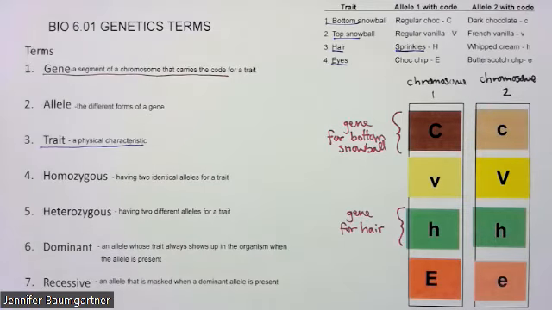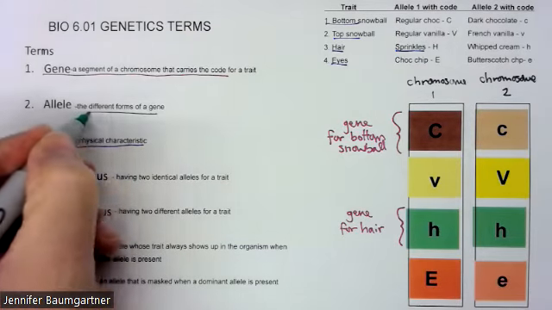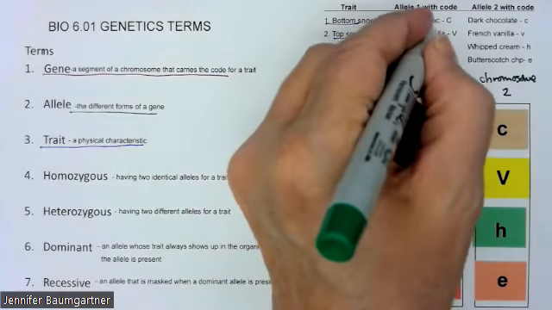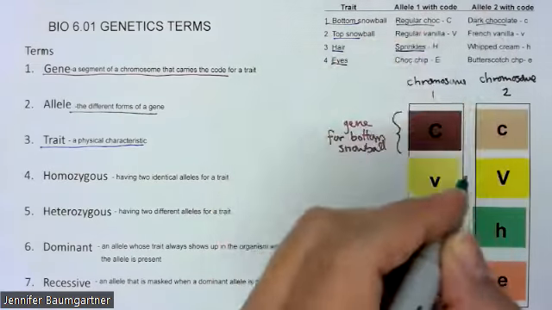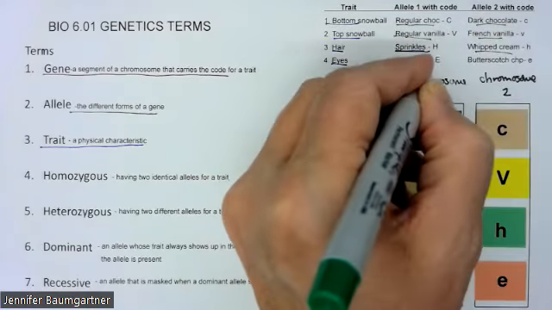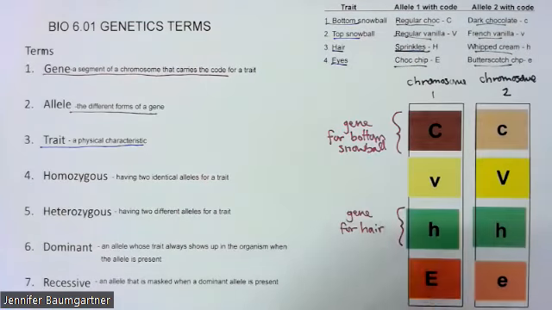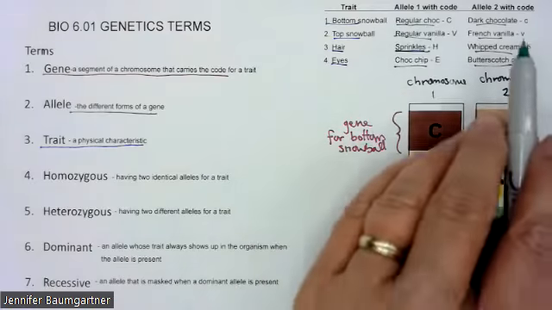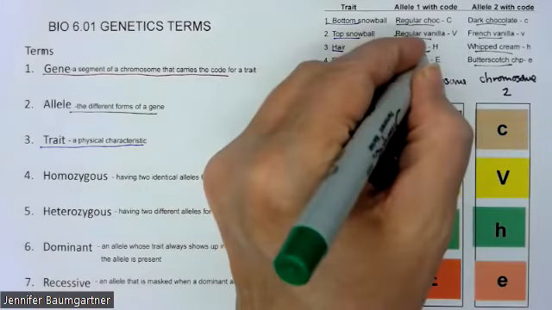Now, if you notice, we have different forms of a gene. An allele is the different forms of a gene. And here are our alleles. We've got regular chocolate or dark chocolate. You've got regular vanilla or French vanilla. You've got sprinkle hair or whipped cream hair, chocolate chip or butterscotch chip. So as we talk about something like the traits, I outlined them in blue, and the genes and alleles are in green, so I outlined those in green. This should have been green. Sorry about that.